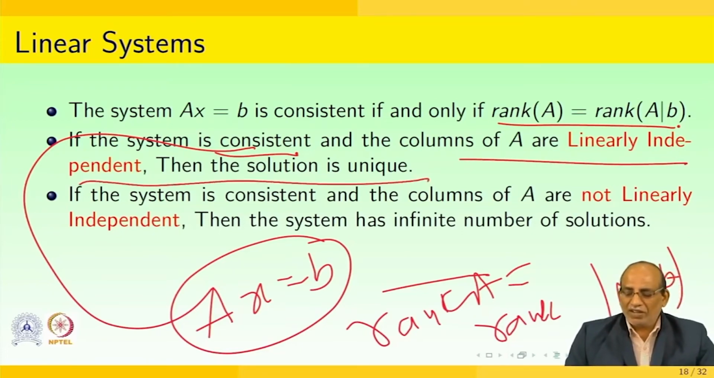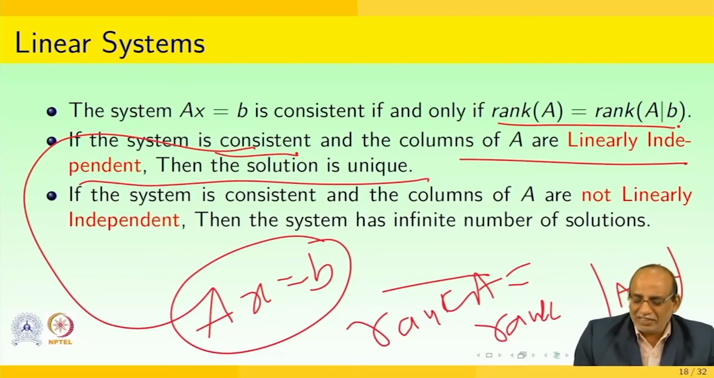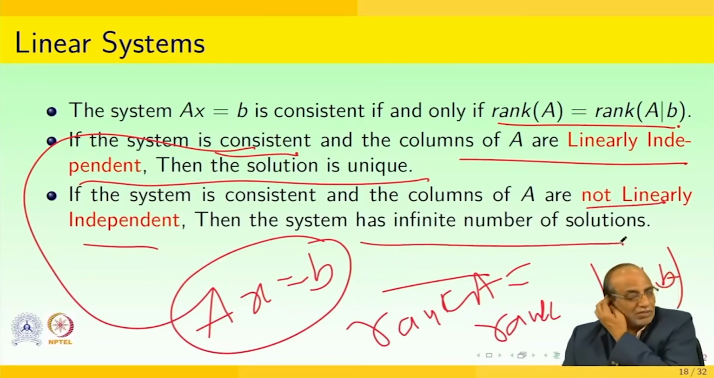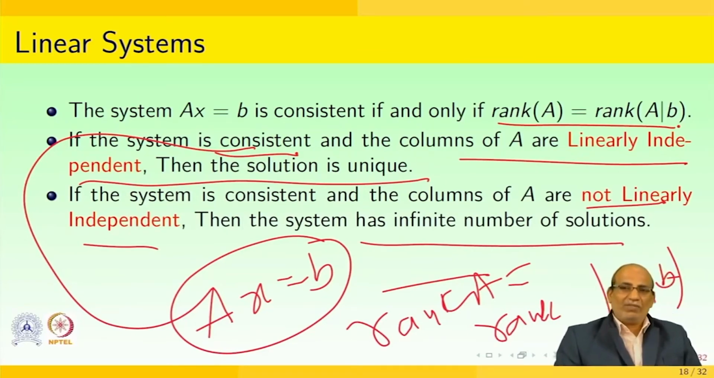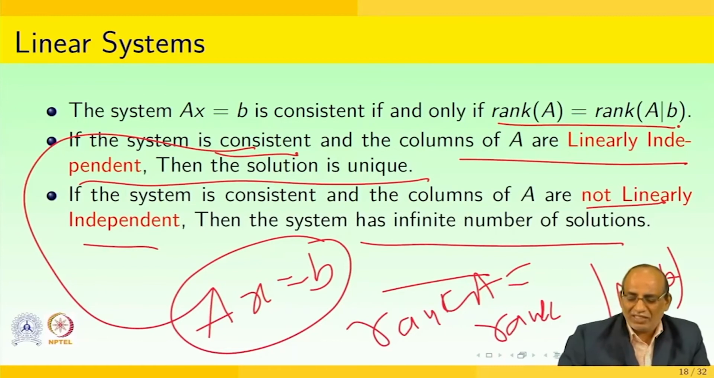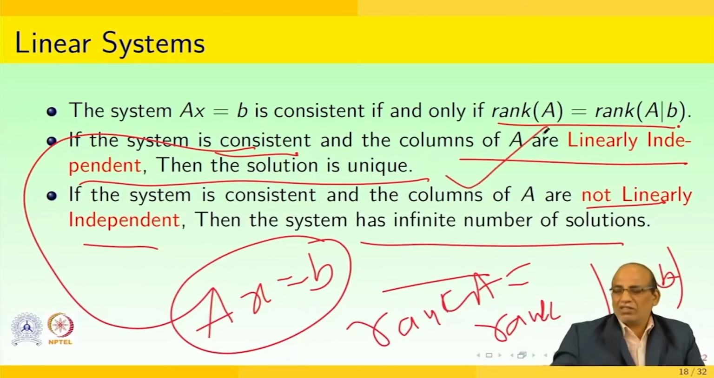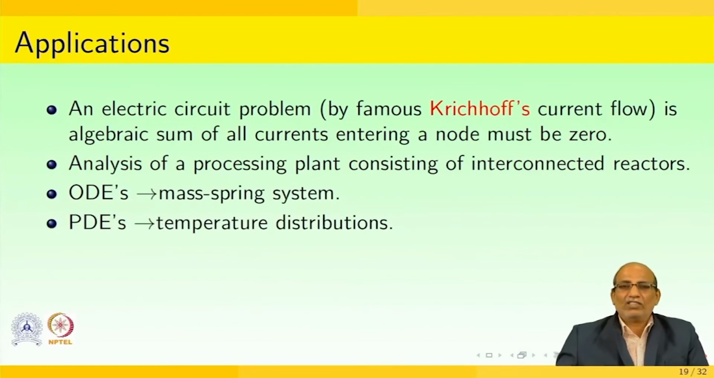Right? And the columns of A are linearly independent. If the system is consistent and the columns of A are not linearly independent, then the system has an infinite number of solutions. For a consistent system, that means you do have a solution, whether it is unique or you have an infinite number of solutions. And if the system is consistent and the columns of A are linearly independent, then you can say that the system has a unique solution. And if they are linearly dependent, then you can say that it has an infinite number of solutions, from the concept we learned. Now let us go further.